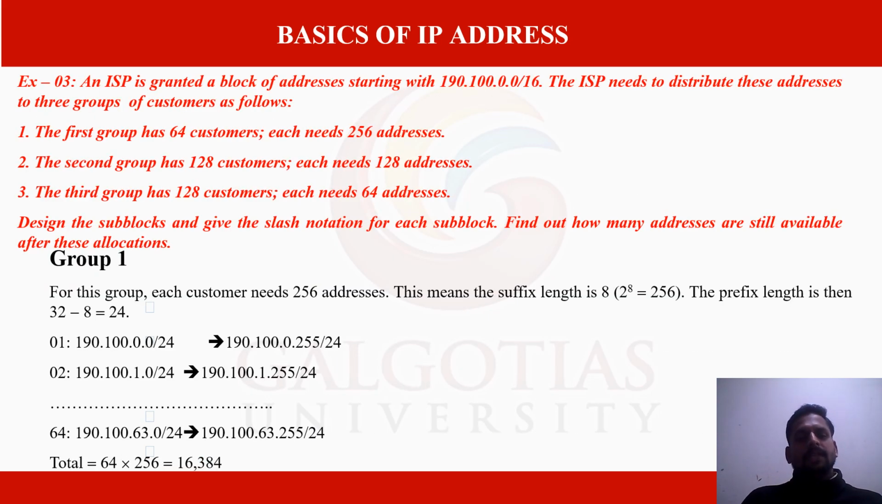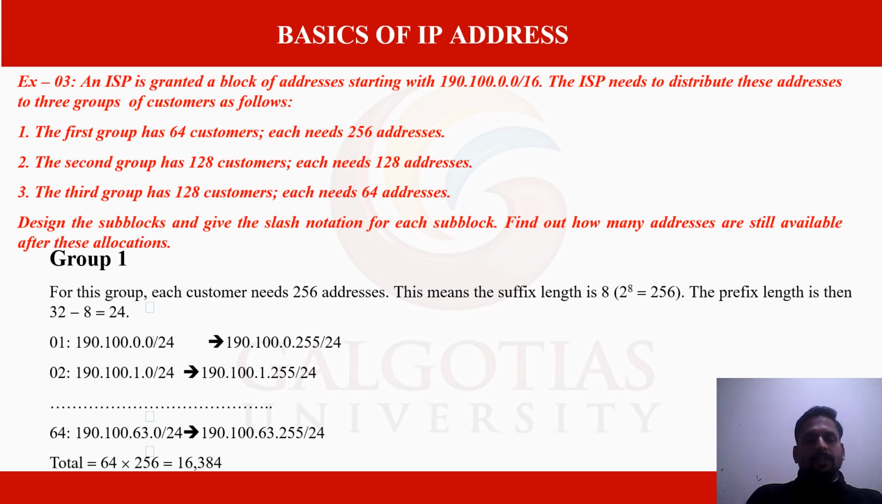And this is another example. They are giving three different categories in this question. An ISP is granted a block of addresses starting with 190.100.0.0 with slash notation of 16. The ISP needs to distribute these addresses to three groups of customers. So they give one starting address and a slash notation, and from that they ask us to give the IP addresses for three categories of customers. So we need to satisfy the customers' requirements.